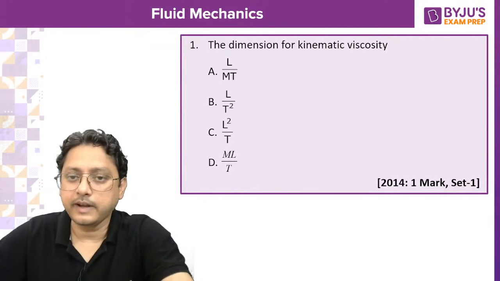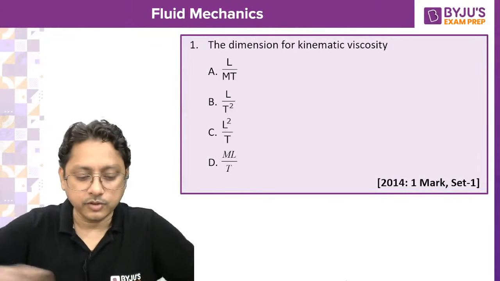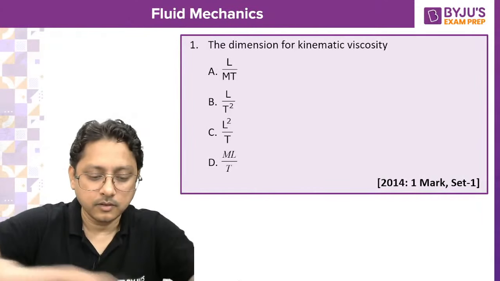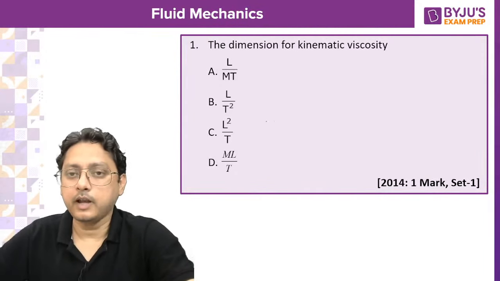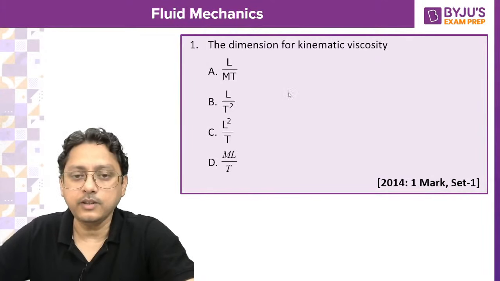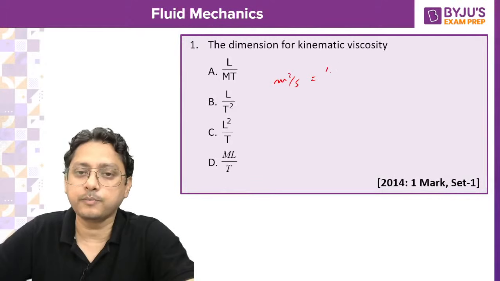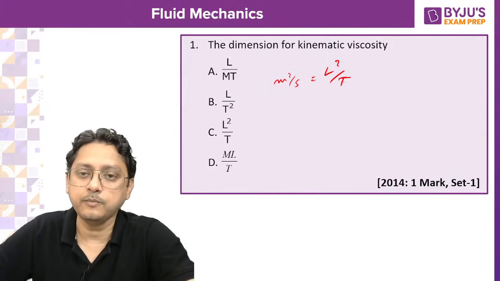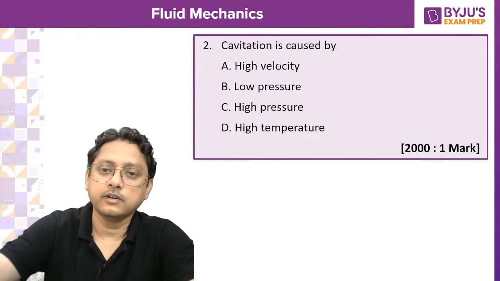Here's the first question: the dimension of kinematic viscosity. What is the dimension of kinematic viscosity? If you know the unit of kinematic viscosity, that is more than enough. The unit of kinematic viscosity is meter square per second. Of course, meter square per second is L squared, and T is the representative for time, so T to the power minus 1. Or L squared by T, that's all, finish.